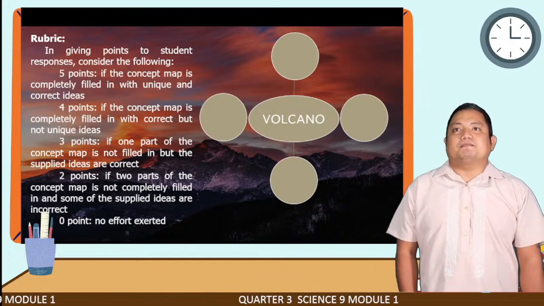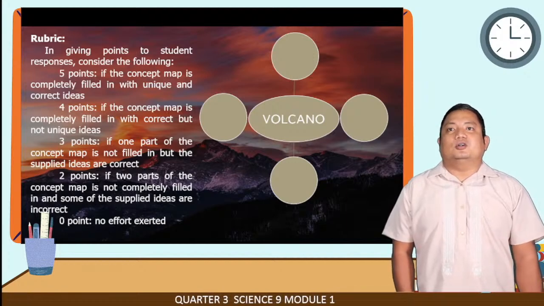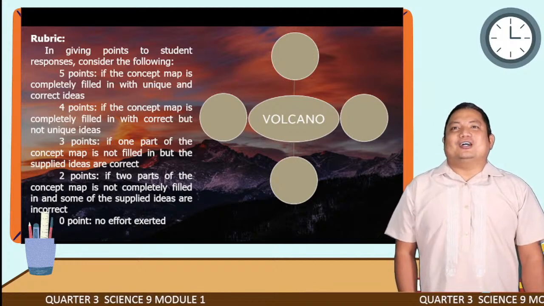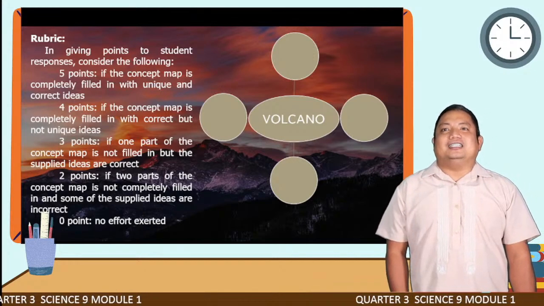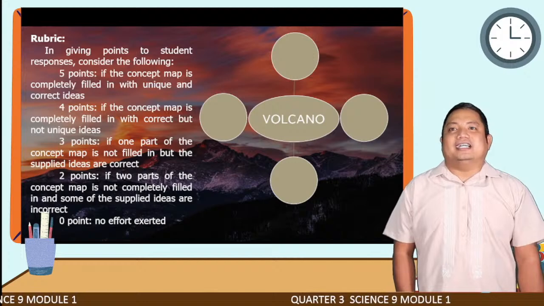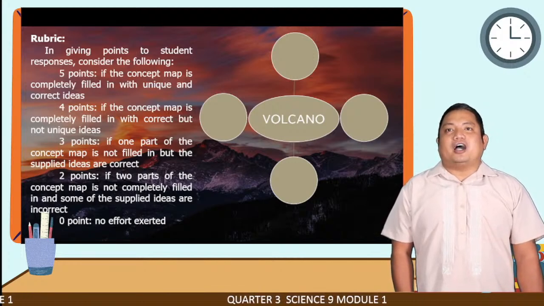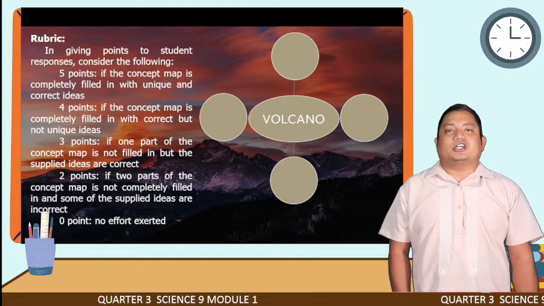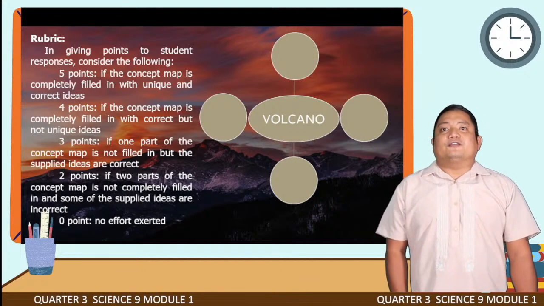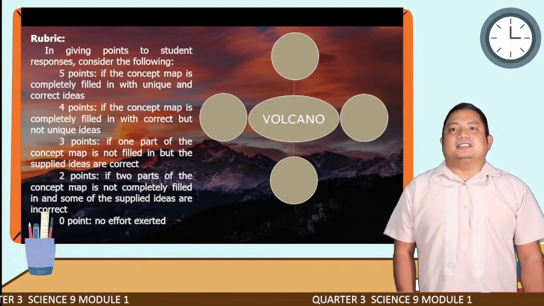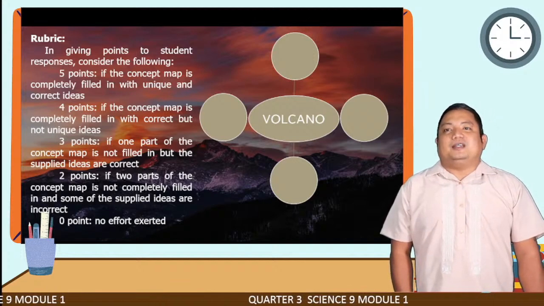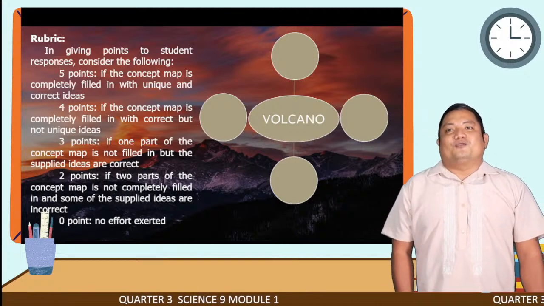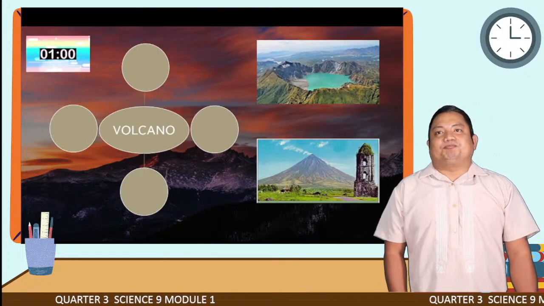5 points if the concept map is completely filled in with unique and correct ideas. 4 points if the concept map is completely filled in with correct but not unique ideas. 3 points if one part of the concept map is not filled in but the supplied ideas are correct. 2 points if 2 parts of the concept map are not completely filled in and some of the supplied ideas are incorrect, and 0 point for no effort exerted.